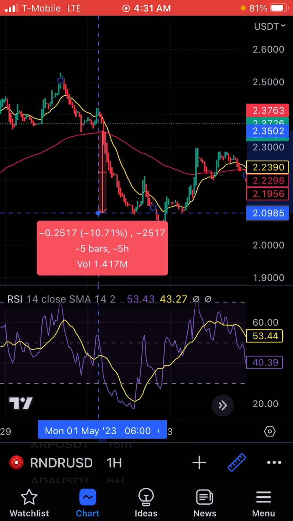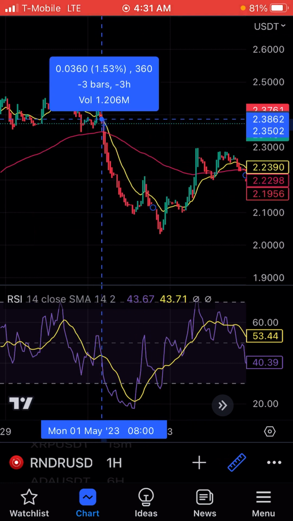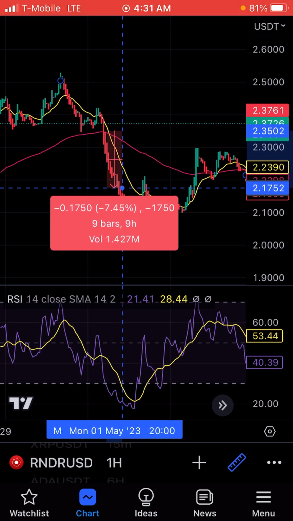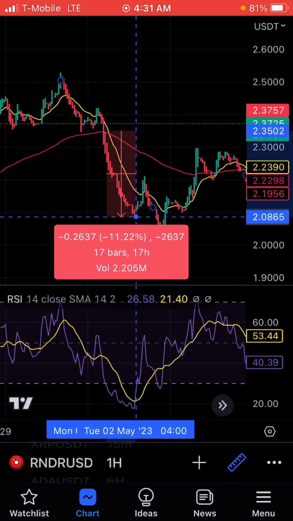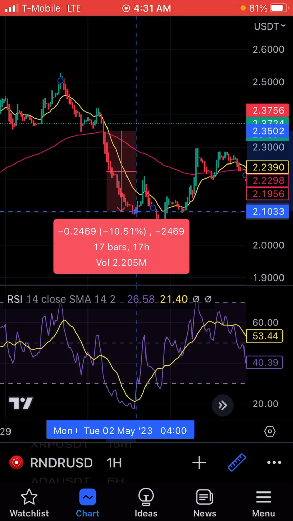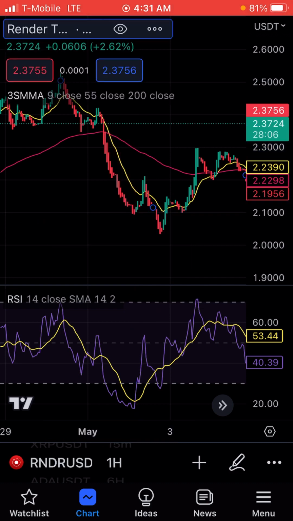You can look at your RSI. From this point up here, you can just look at your RSI and see when it kisses it again, which is right about here. So that would have been profit right there if you did it on the hour.